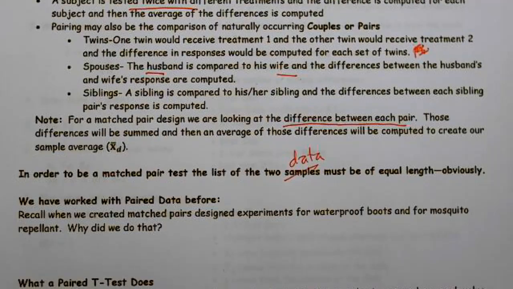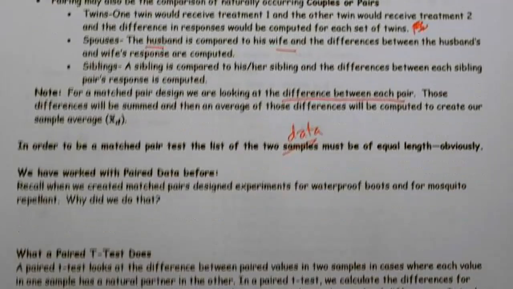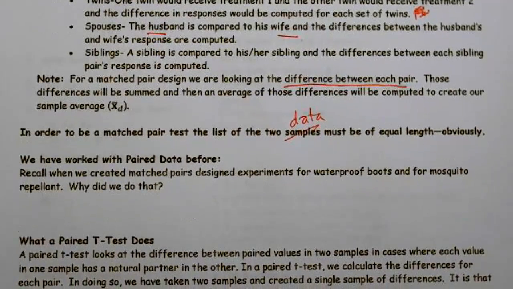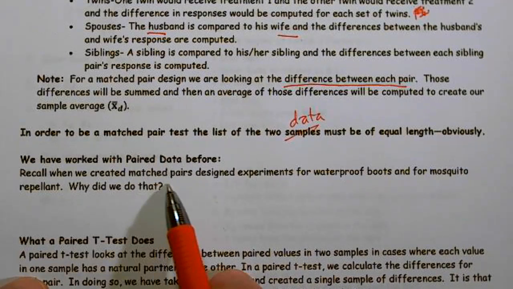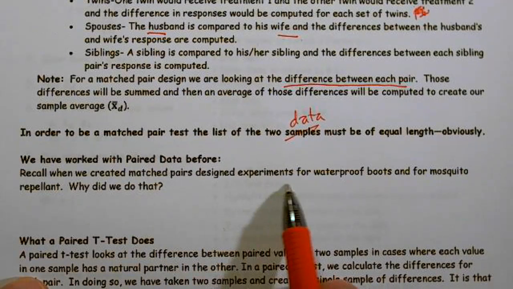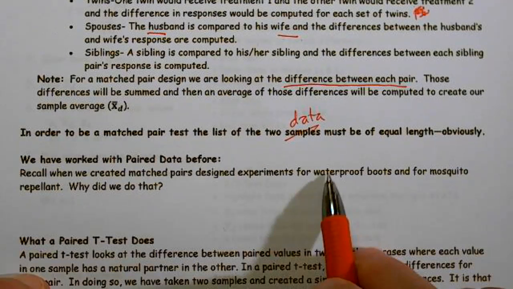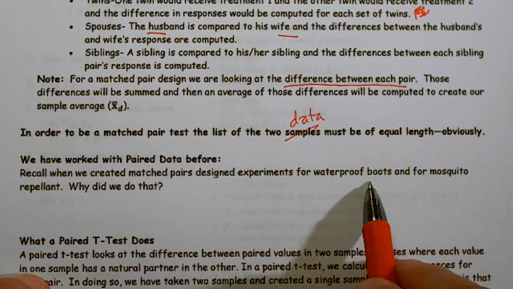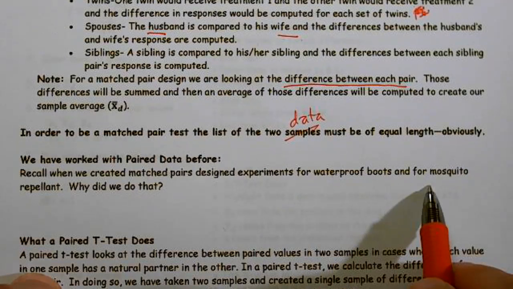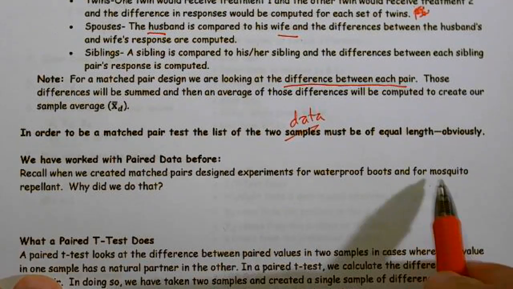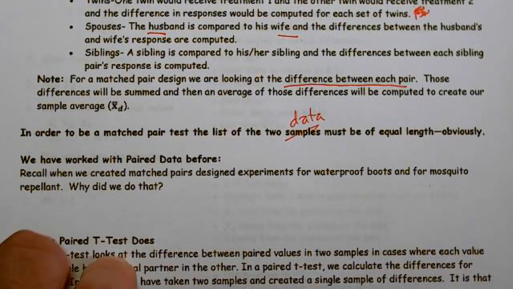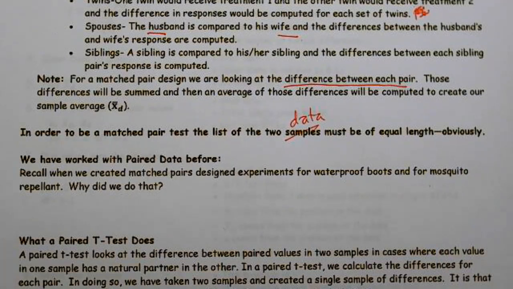As I mentioned earlier, we have worked with paired data before. You might recall when we created a matched pair design for experiments for waterproof boots and for mosquito repellent. Remember, we put one boot on one foot and then a boot with a different treatment on the other foot? Or we had mosquito spray A on one arm and mosquito spray B on the other arm? So my question to you is, why did we do that?